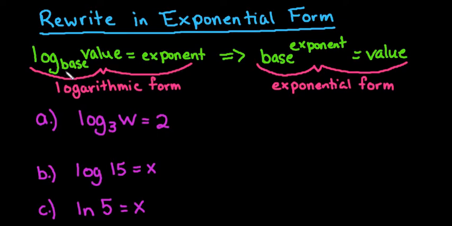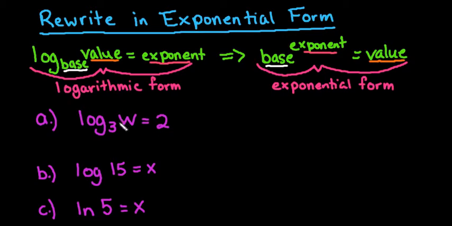So when you rewrite it, whatever value is down here becomes your base. Whatever value here becomes your exponent, and whatever this value is becomes the value on the opposite side. So as long as you know the pattern, this is a very, very simple process.